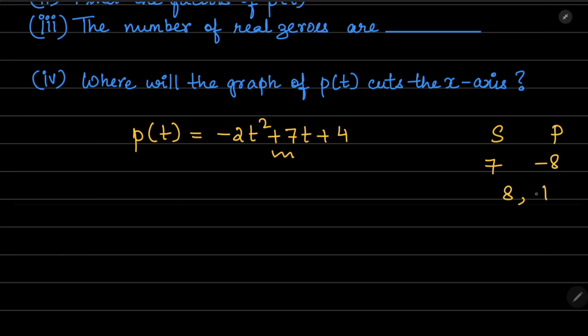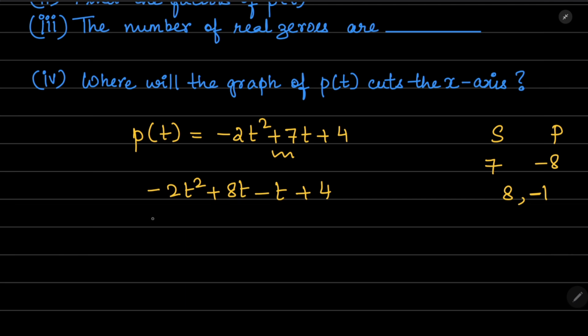So you're just finding out two numbers whose sum is 7 and whose product is minus 8. So the two numbers are 8 and minus 1. Just replace the middle term, so you'll be getting minus 2t square plus 8t minus t plus 4. We are just doing the middle term splitting.